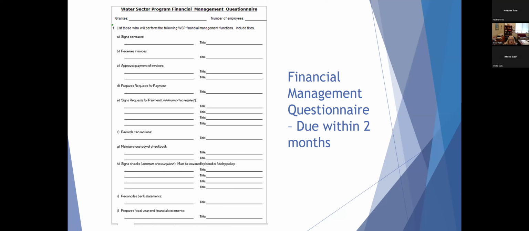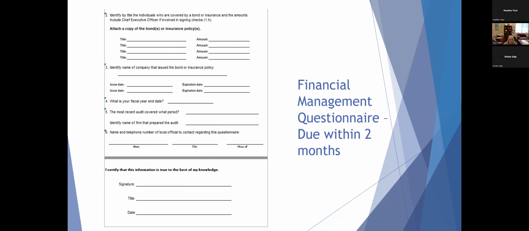The other thing to note is in H, who signs checks. It does require a minimum of 2 persons, and they must be covered by a bond or fidelity policy. We have to get a copy of that bond and fidelity policy and documentation to show that that policy is currently in place. You're going to attach a copy of that bond or insurance policy and list the persons that are included in that. Our office will review the information, and then once it is approved, we will be able to move forward.